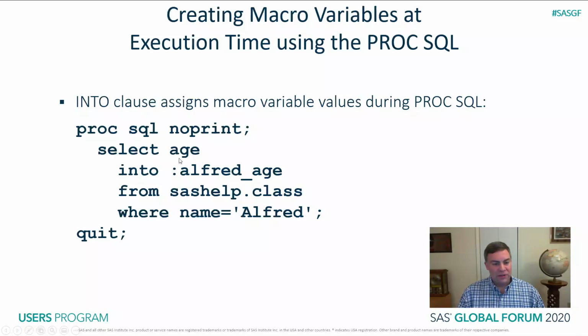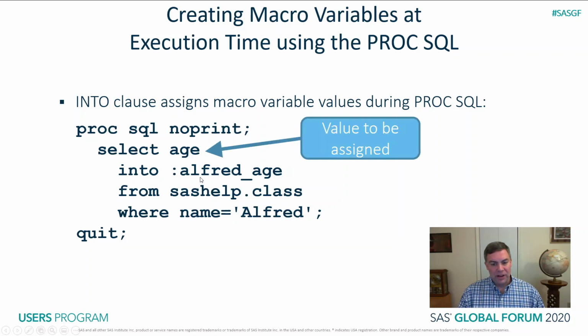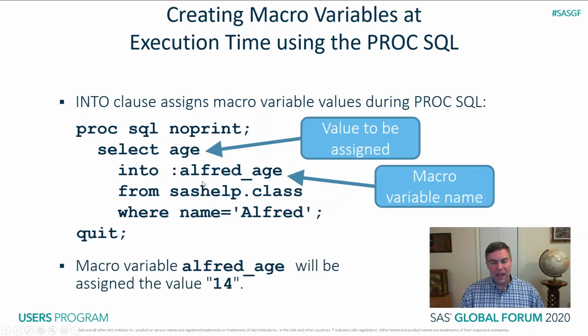The syntax is quite simple. We simply insert it into our select statement: select age. Age is the variable that we're going to select, in this case from sashelp.class, but we select it into a macro variable that we're going to create called Alfred_age, and we have to precede that name with a colon. That's how the syntax works. So we select age into :Alfred_age from sashelp.class where name equals Alfred. And as you may recall from earlier, this only selects one record. So one value gets selected and it is stored in this macro variable Alfred_age. And it will have the value of 14 just like it did when we used CALL SYMPUTX in the data step earlier.